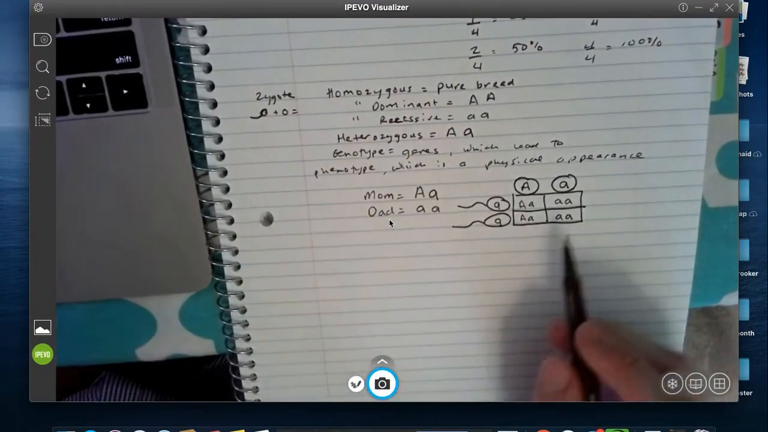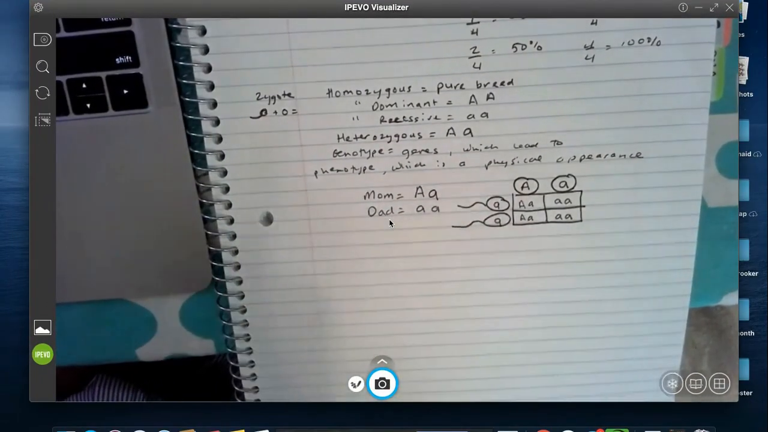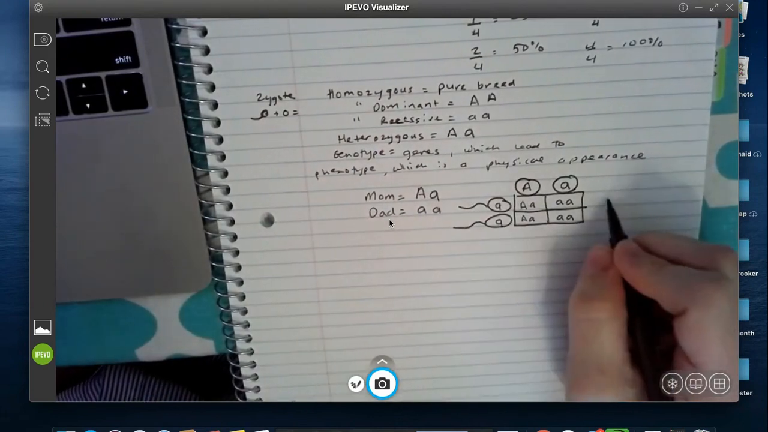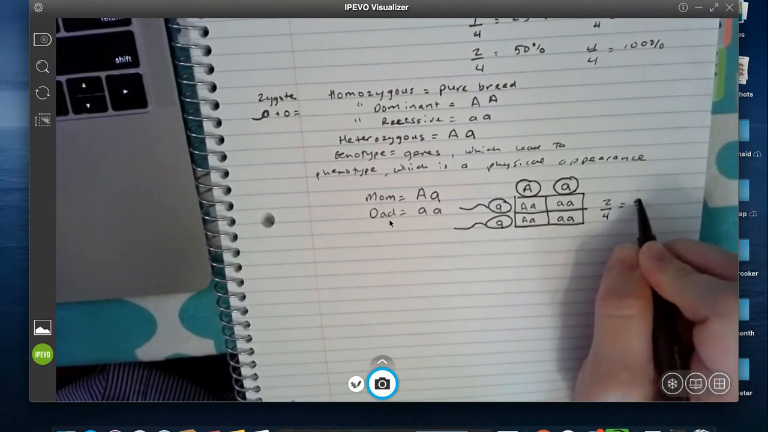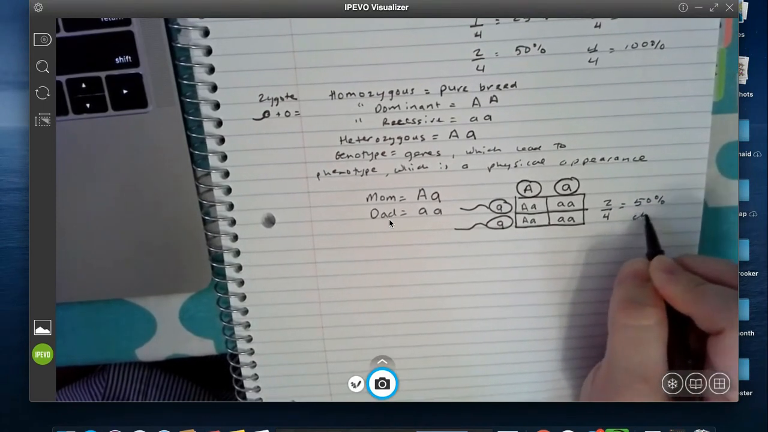All right, how many homozygous recessive boxes do I have? Double lowercase. 2 out of 4 of my boxes are homozygous recessive, so my answer is a 50% chance.